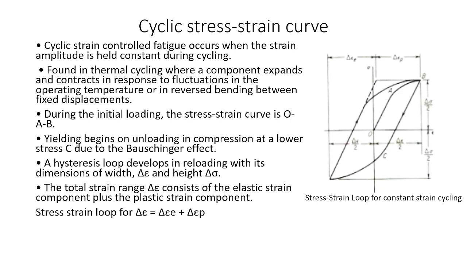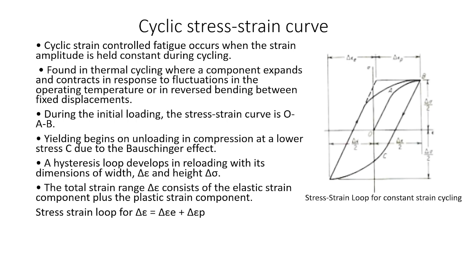It will follow an opposite path when the load is removed. This effect is called the Bauschinger effect. You can see the yielding begins on unloading in compression at a lower stress due to the Bauschinger effect. A hysteresis loop develops on reloading with dimensions of width del epsilon and height del sigma. So the total strain range del epsilon consists of the elastic strain component plus the plastic strain component.